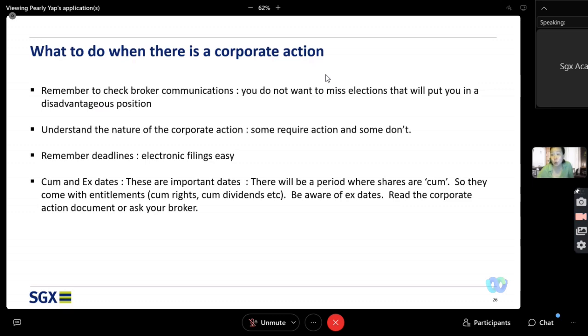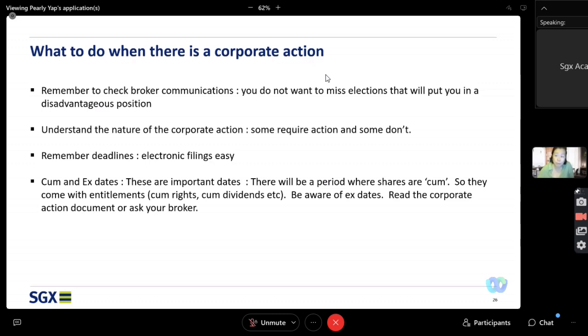Also understand the cum and the ex dates. These are important dates. There will be a period when there is an entitlement, so it's called cum. You will see it often: cum rights, cum bonus, and then cum dividends. So why is there this word cum? Actually, I don't know what the full name is. All I know is cum. I think it's maybe cumulate. I'm not sure why they use the word cum. You can Google it. But it means that when you buy the share, you have the entitlement. So it's called cum.